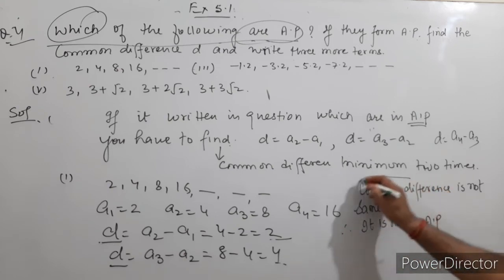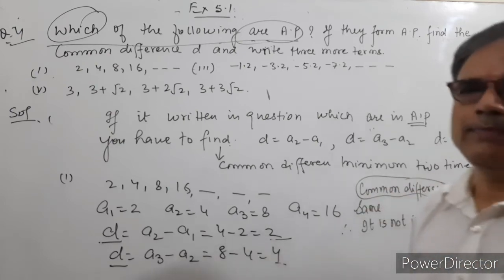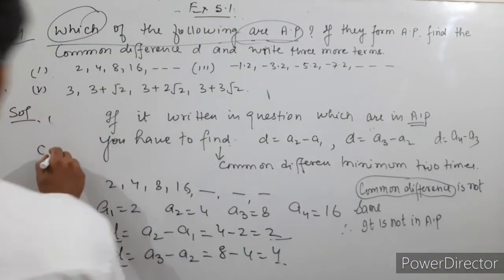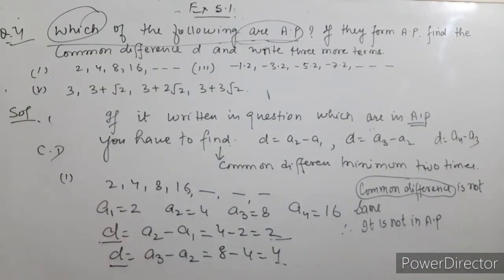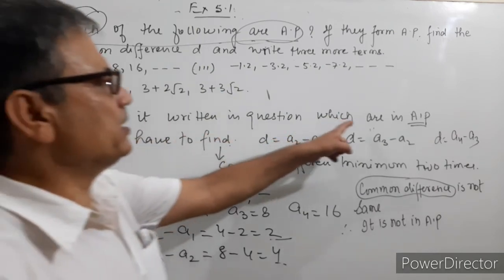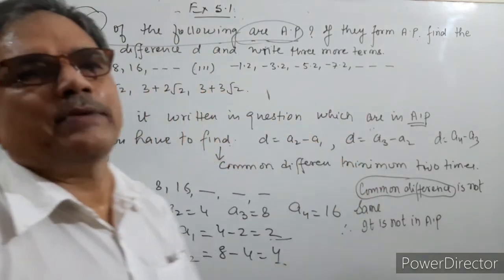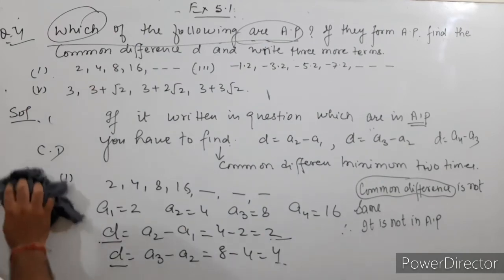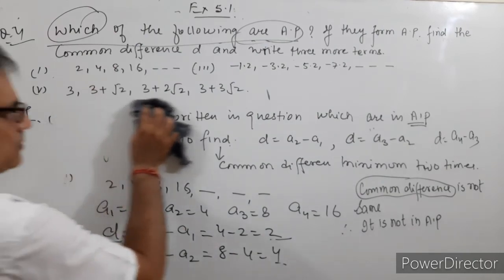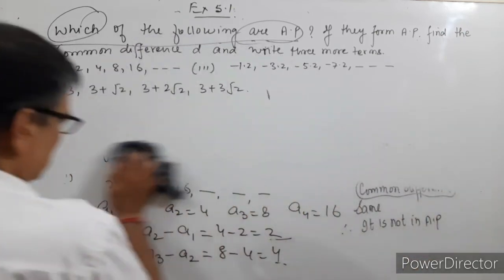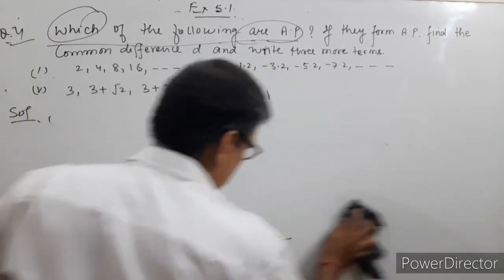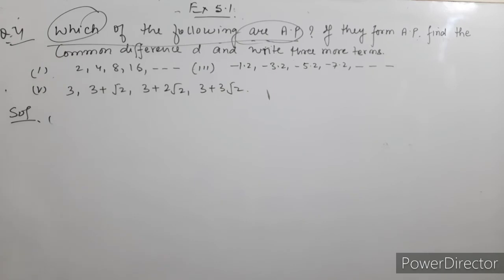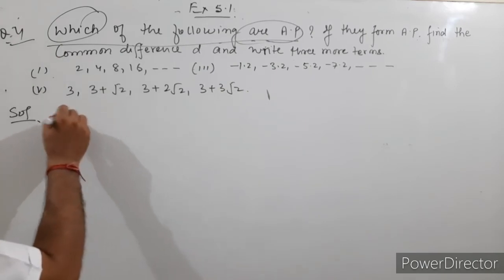अच्छा बेटे, नेक्स्ट टाइम आई विल राइट ओनली CD. CD means common difference. अगर उसने पूछा है कि इट इज इन AP, देन यू हैव टू फाइंड आउट 2 times D. You have to find out 2 times D. And now move to second part. What is the second part?